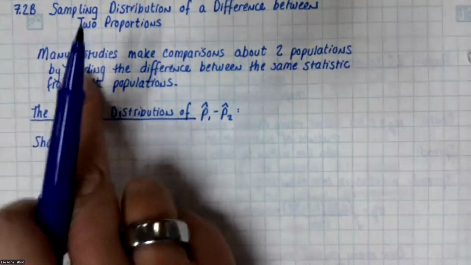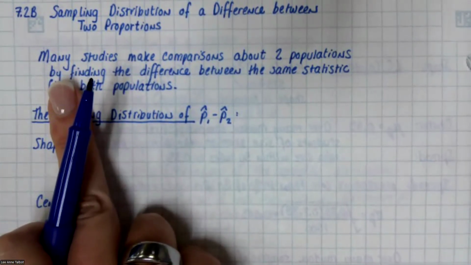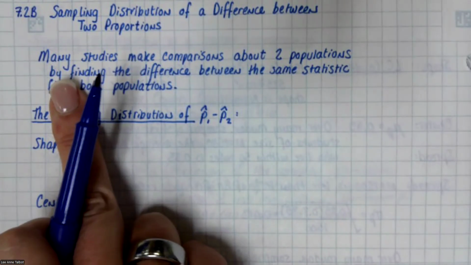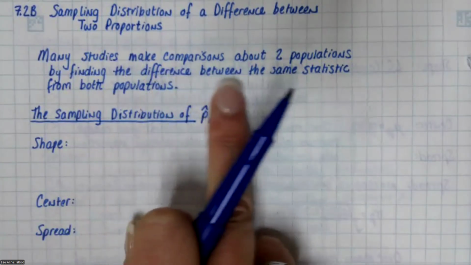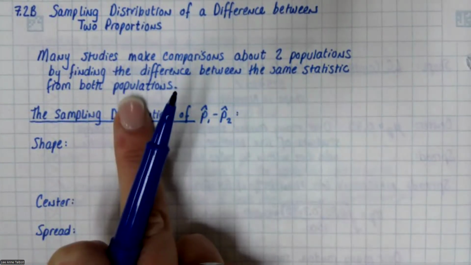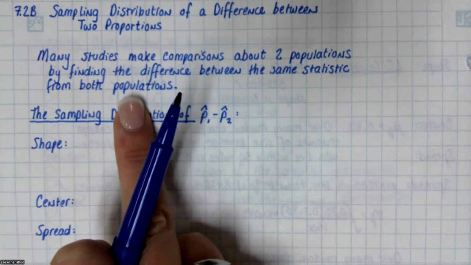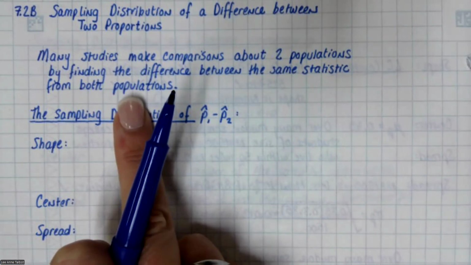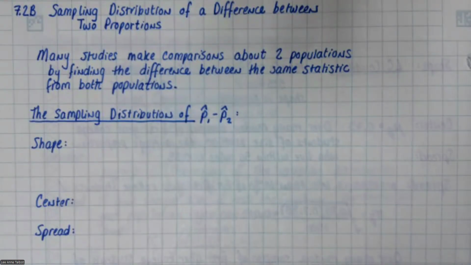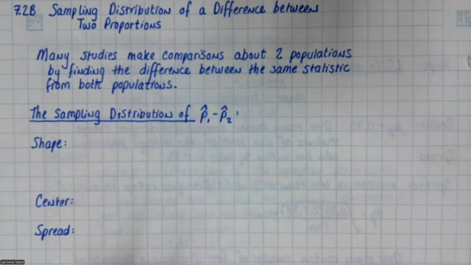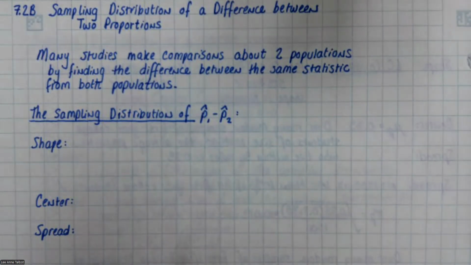All right, so let's just make sure we understand this sentence. Many studies make comparisons about two populations by finding the difference between the same statistic from both populations. I want you to think about this being like a matched pairs experiment. Do you guys remember when we did matched pairs? It was like your hand reaction time, and you did your dominant hand, and then your non-dominant hand, and then they subtracted. Do you remember we found the differences?